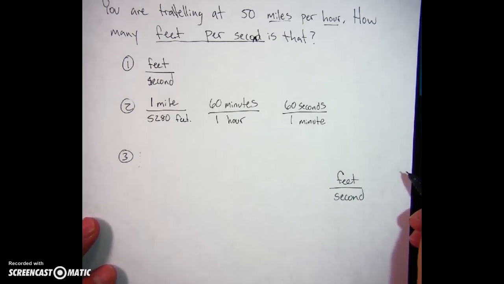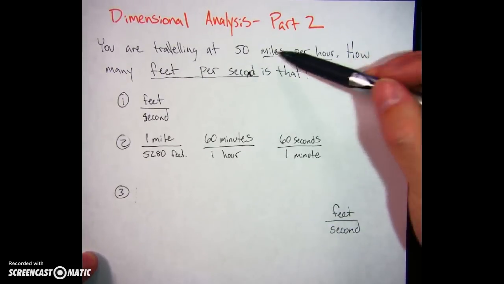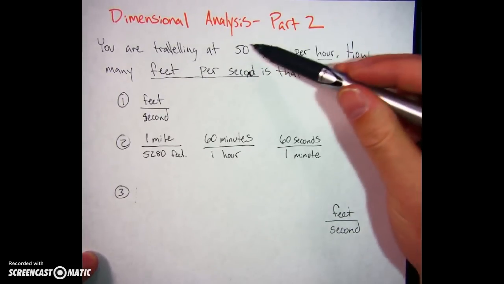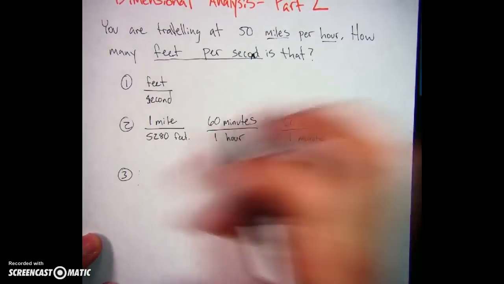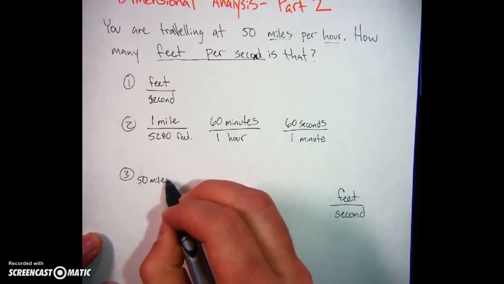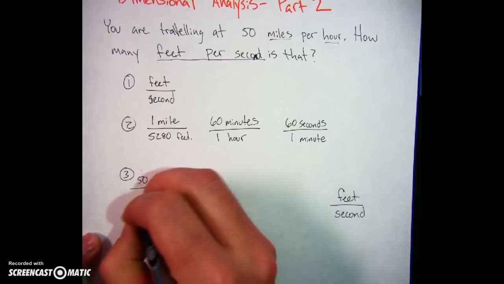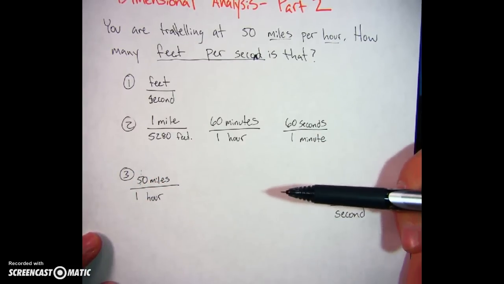And we're going to start out our problem with the thing that they're telling us. They're telling us that it's 50 miles per hour. That's the unit that we're trying to change into something else. So we're going to start with that. We're starting with 50 miles. That's how far we can go in every single 1 hour. This is the rate that we need to convert.